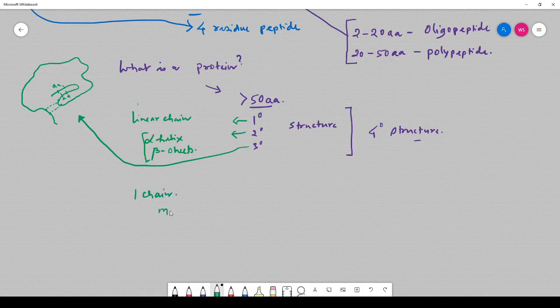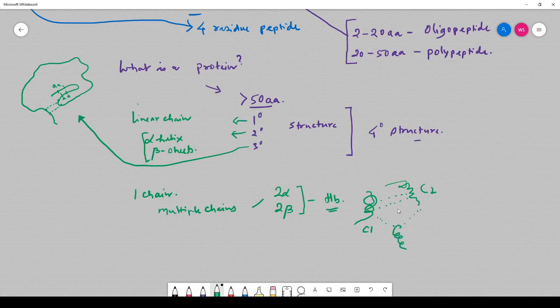If there are multiple chains, for example 2 alpha and 2 beta units like in hemoglobin, then there becomes interaction between the chains. Okay, so suppose this is chain 1 and somewhere there is a chain 2, and if there is an interaction between the two, or interaction with another chain here, then it gives rise to what we call the quaternary structure.